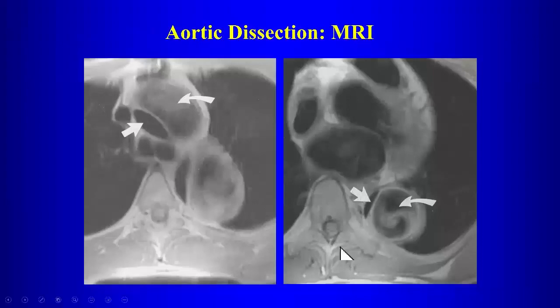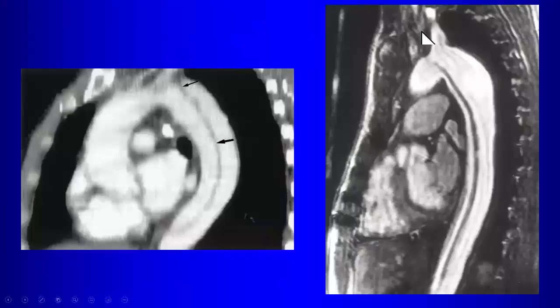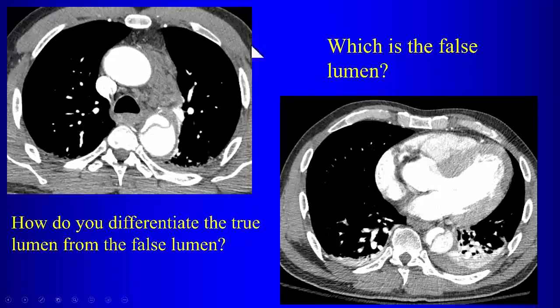MRI, these can be very complicated because of slow flow and artifacts within the false lumen. So CT, of course, is the way to go when you're trying to make a diagnosis of aortic dissection. So there's CT, MR with contrast showing you the dissection flap.